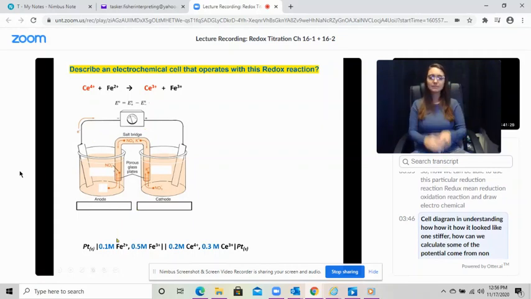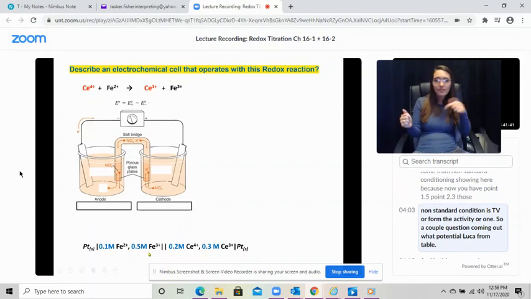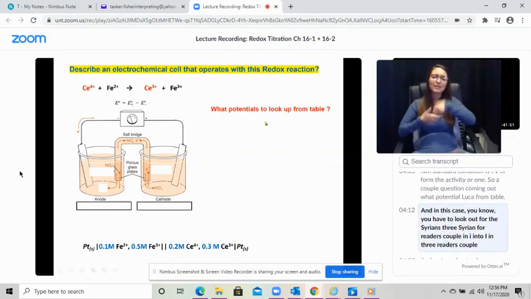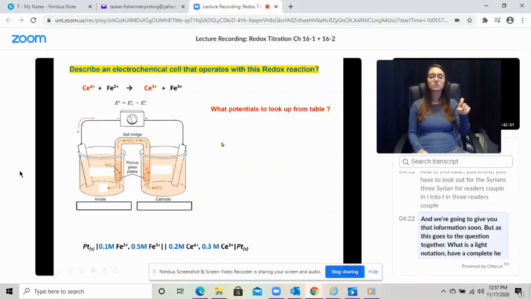And one step further, how can we calculate the potential under non-standard conditions shown right here? Because now you have 0.1, 0.5, 0.2, 0.3. Those are non-standard conditions that deviate from an activity of 1. So a couple of questions come out. What potential do we look up from the table? In this case, you will have to look up the cerium 3, cerium 4 redox couple, and the iron 2, iron 3 redox couple. We're going to give you that information soon, but let's go through the questions together.